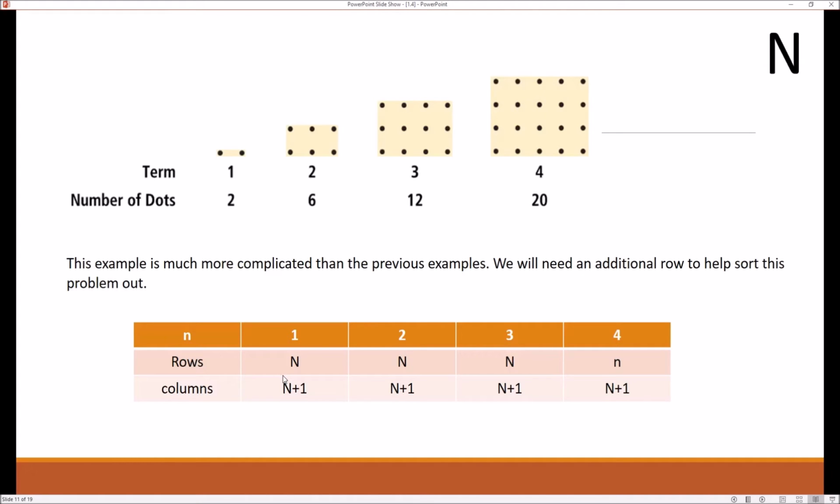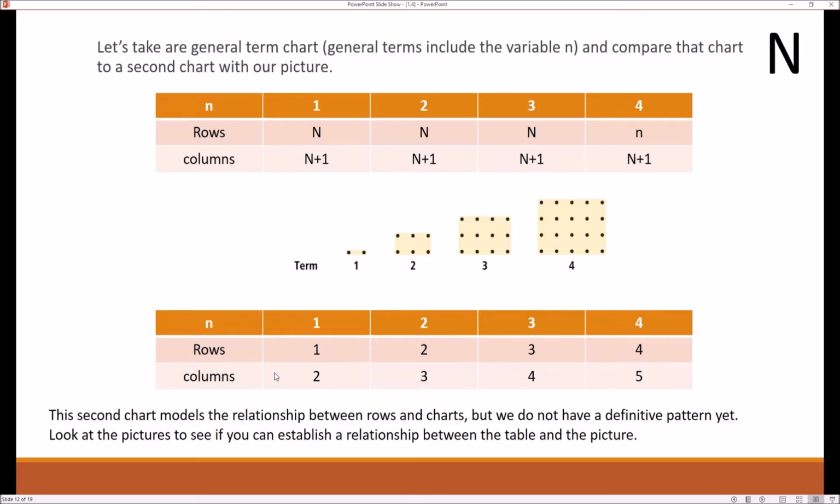But this is a lot more information than we had in our last chart. So what can we do with that? Let's take our general term chart. General terms include the variable n, and compare the chart to a second chart with our picture. So now I'm starting to see more and more information, and I'm getting 1 to 2, 2 to 3, 3 to 4. So it's still, again, my rows are matching, and my columns are just my rows plus 1.